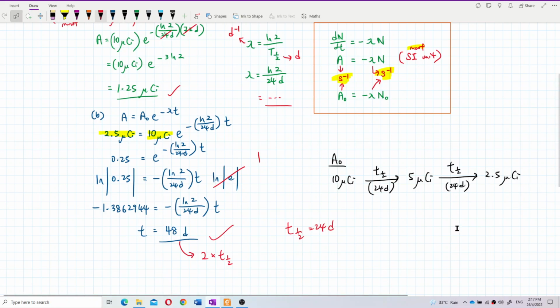So it takes up a total of twice the half-life, which is 48 days. See that? So that's why 10 becomes 2.5. So that's the concept of half-life. It becomes half and becomes half. After twice the half-life, that means half and half, so 1/4.